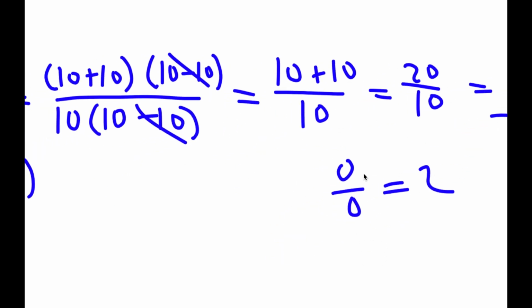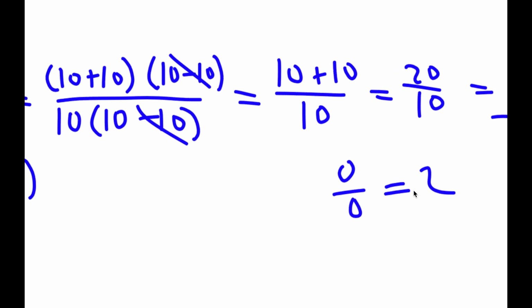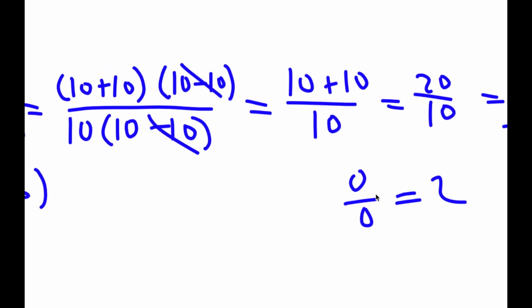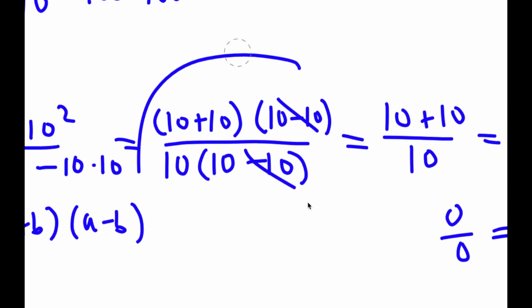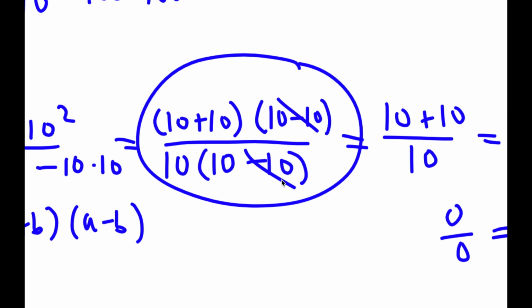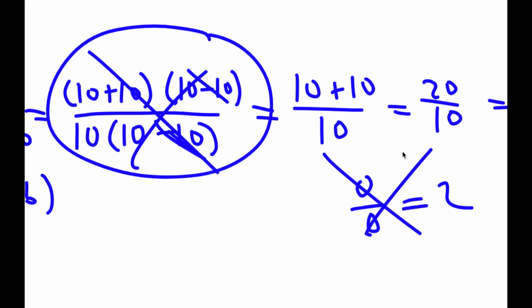So obviously 0 over 0 is not equal to 2. And if you're wondering where the error is in this proof, it's in this step right here, when I canceled out the 10 minus 10 over 10 minus 10. 10 minus 10 is simply 0. So 0 divided by 0, remember, that's not equal to 1. 0 divided by 0, that's indeterminate. So I can't actually cancel these two out because that's simply implying that 0 divided by 0 is 1, which it's not. So this is wrong, and 0 divided by 0 is not 2.